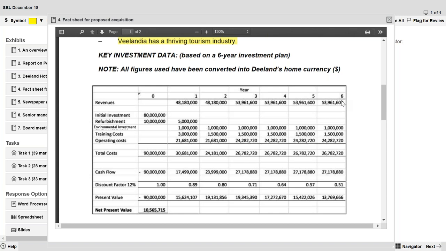This is unrealistic. Similarly, if you look at operating cost, which is the next big item, the biggest item on the cost side, same stupidity: 21 million, 21 million, and then suddenly it becomes 24, 24, 24, 24.